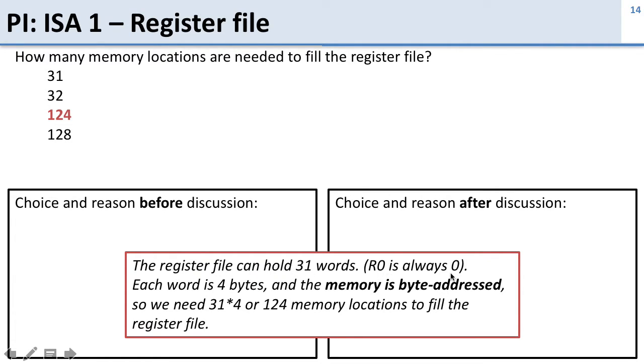Remember, R0 is always 0, so we can't fill that up. But each word in the register file is 4 bytes, and the memory is byte addressed. So when we say memory locations here, each location in the memory is 1 byte. So we need 31 words, or 124 memory locations. That is 124 bytes to fill up the register file.